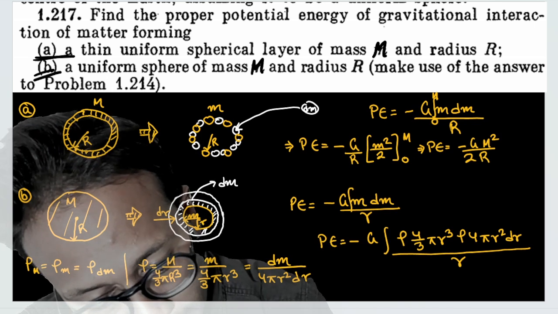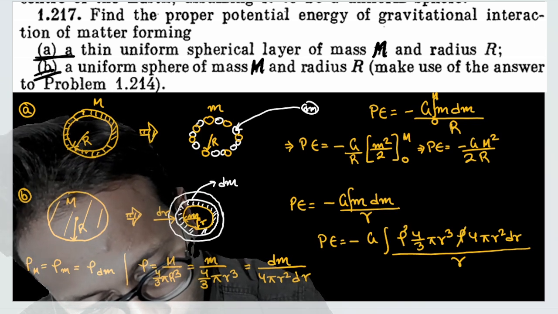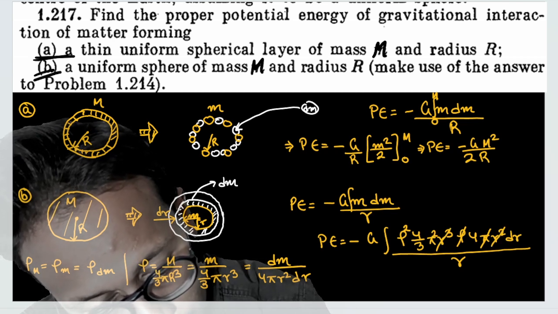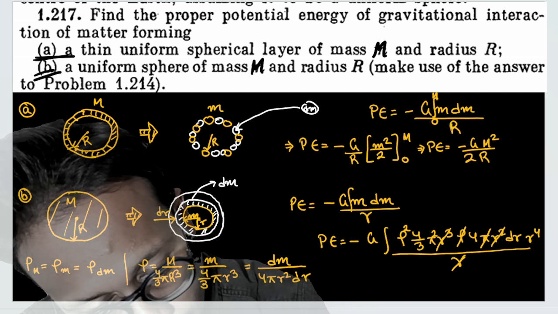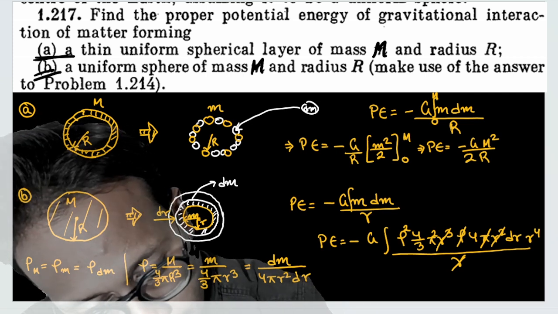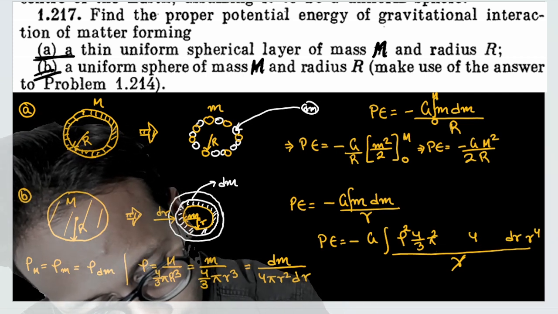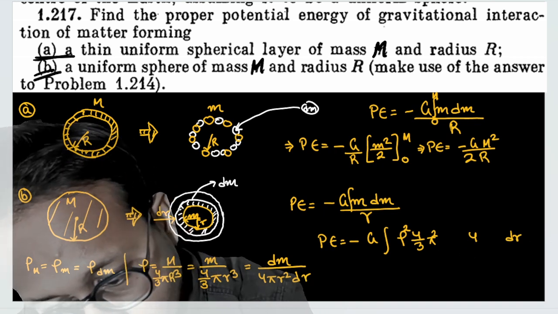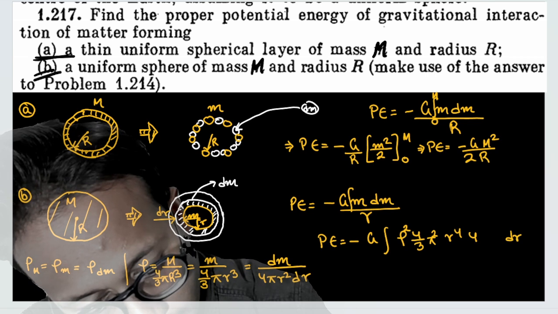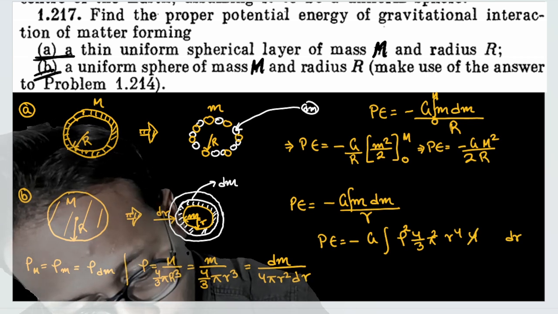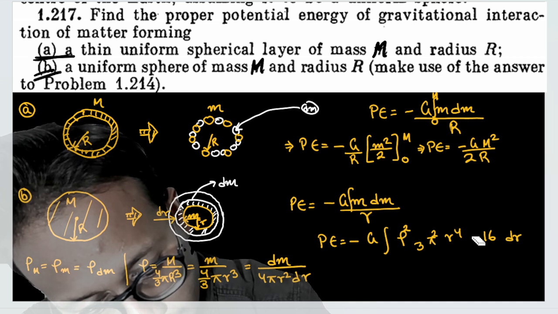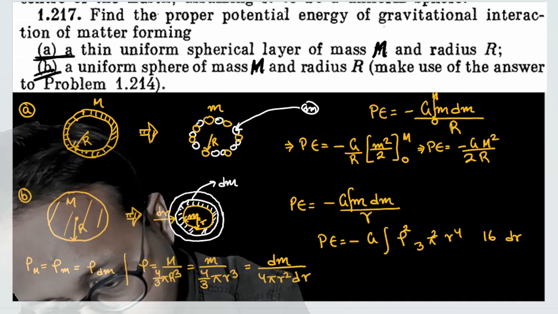Now let's simplify this one. Rho and rho would become rho square. Pi and pi would become pi square. r cube into r square is r to the power 5, divided by r to the power 4. Let's make it neat and clean. Rho square, r to the power 4. So let's write r to the power 4 here. 4 and 4 will become 16. And this 3 is down here.